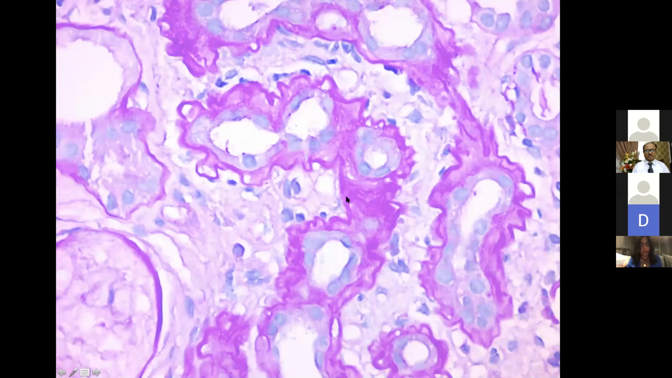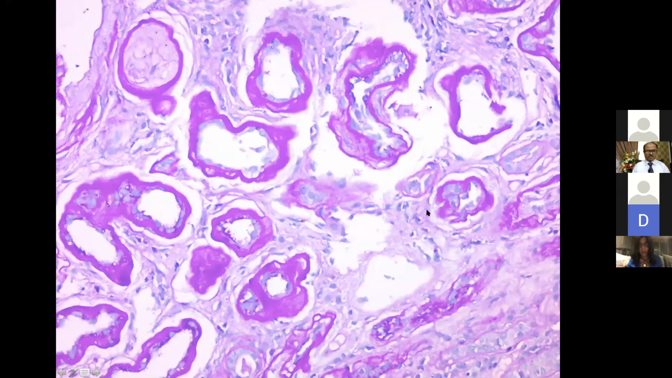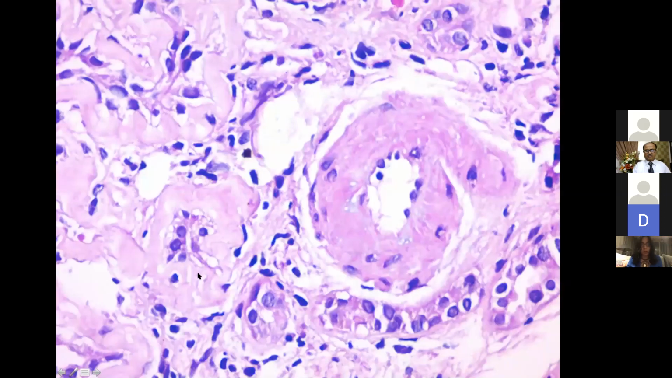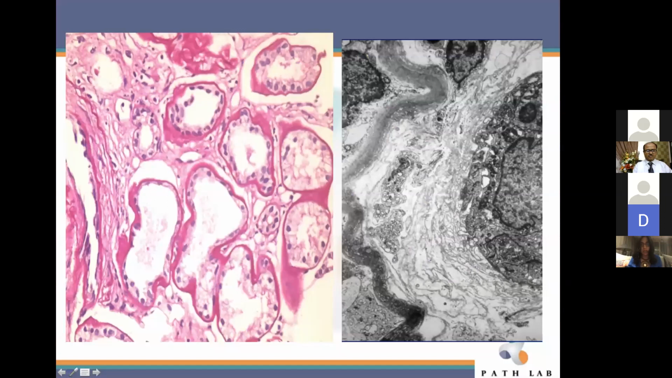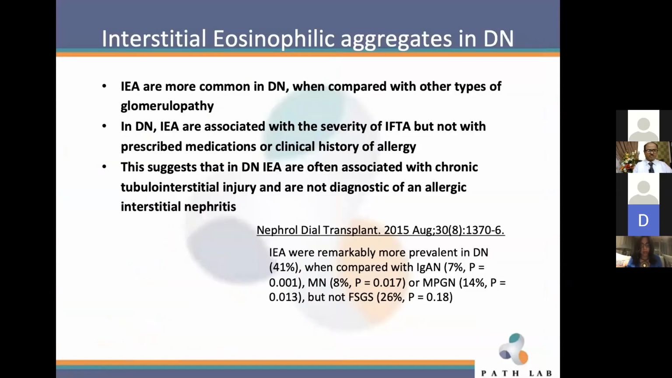This is the changes in the tubular basement membranes. You get wrinkled, thickened tubular basement membranes. Again, diabetes. This is the arterial hyalinosis. And this is also, of course, the main differential diagnosis of diabetic glomerulosclerosis, light chain deposition disease. They can actually be identical on light microscopy.